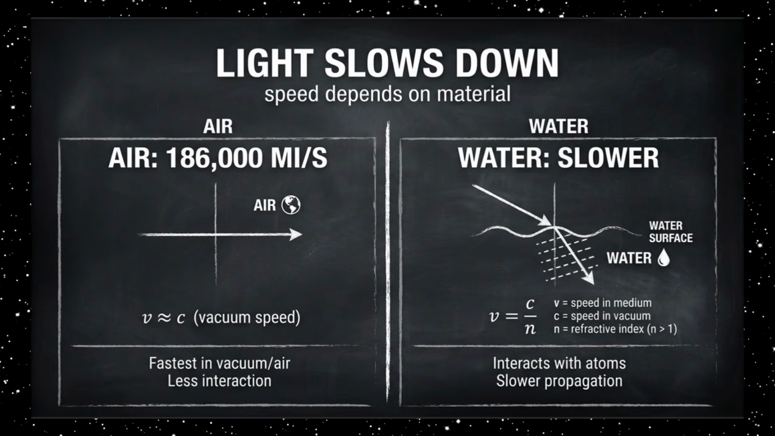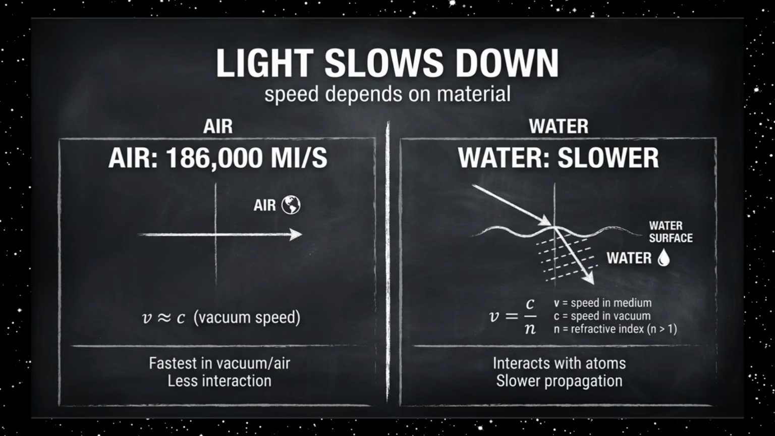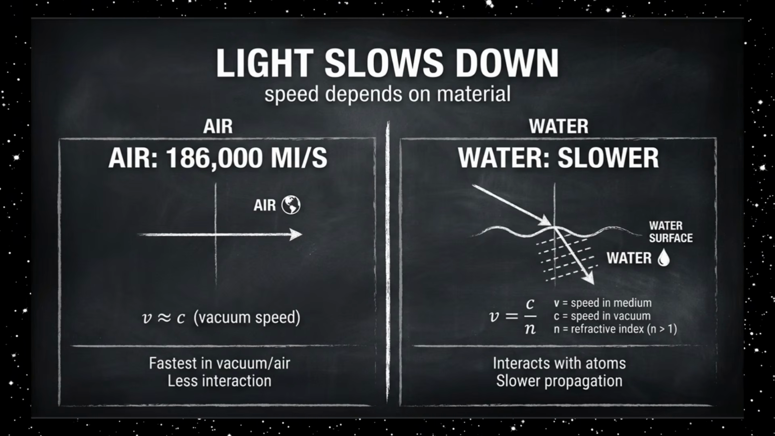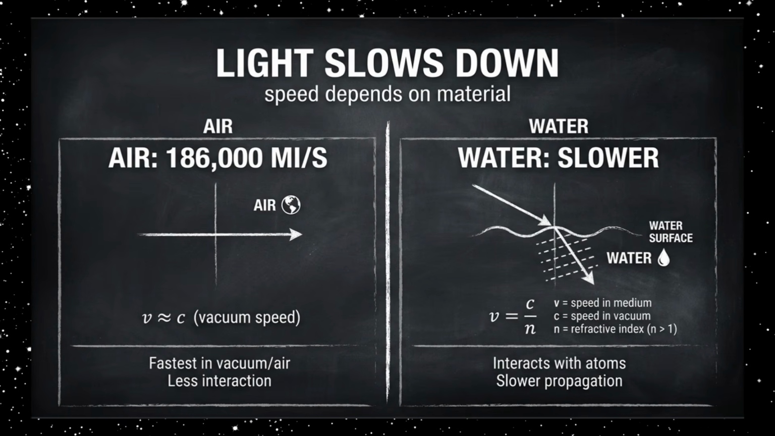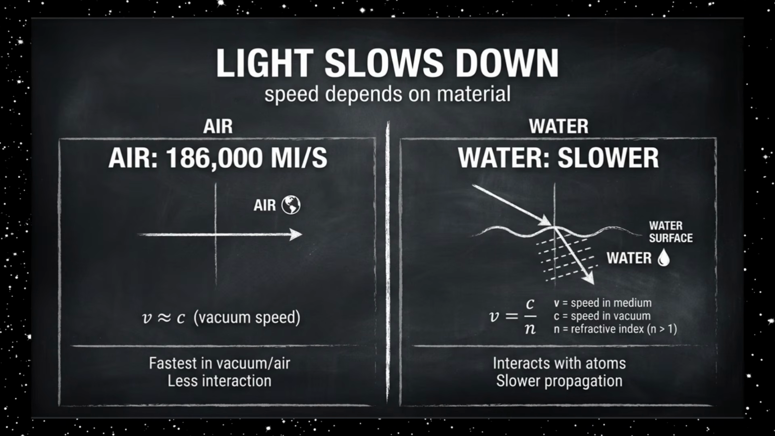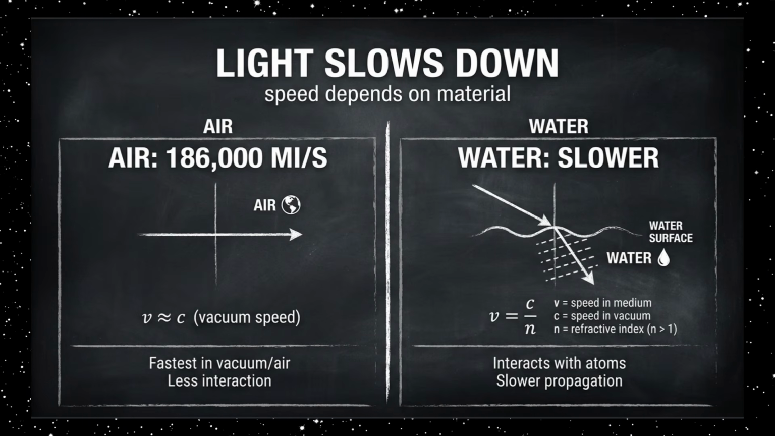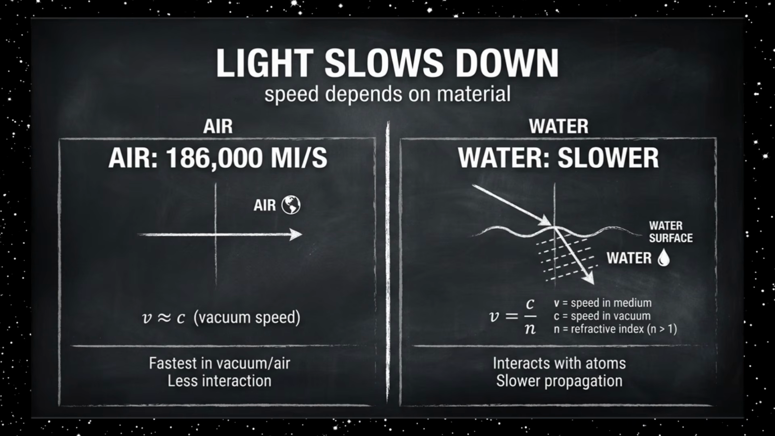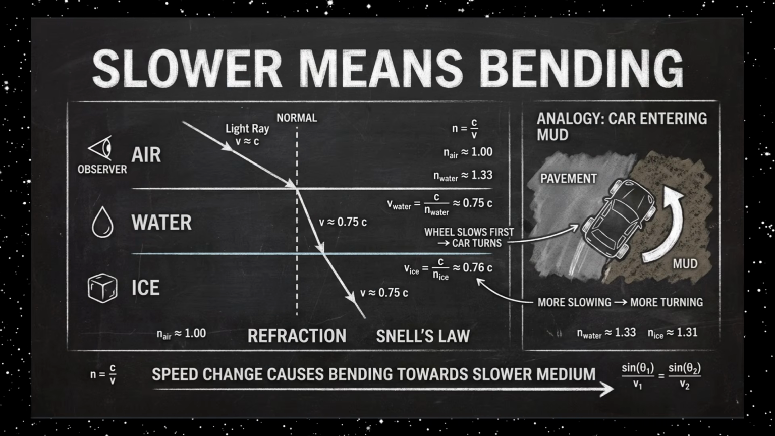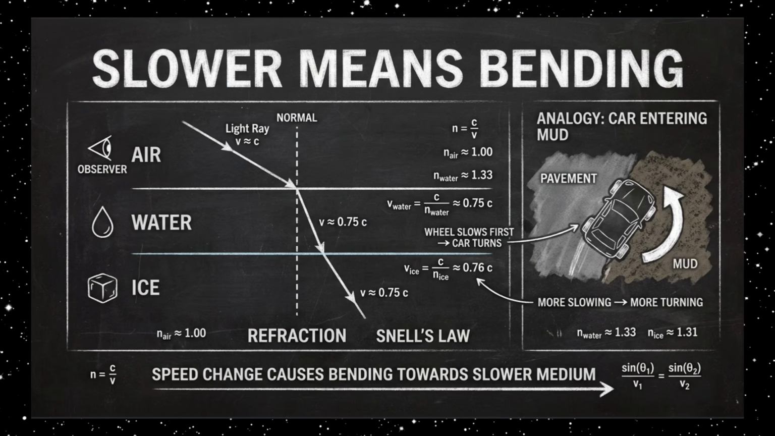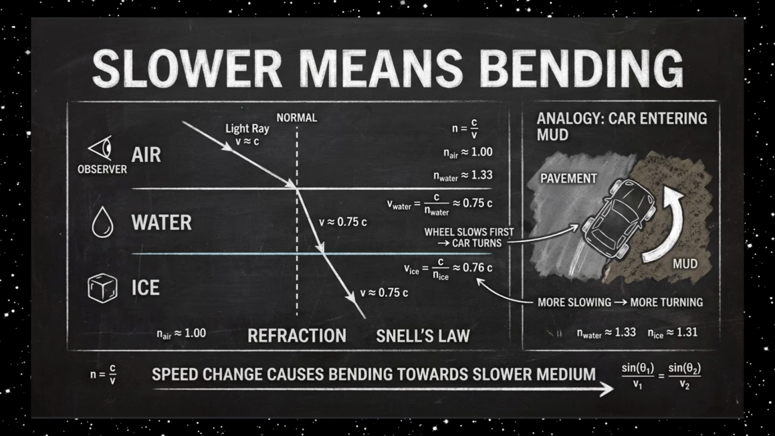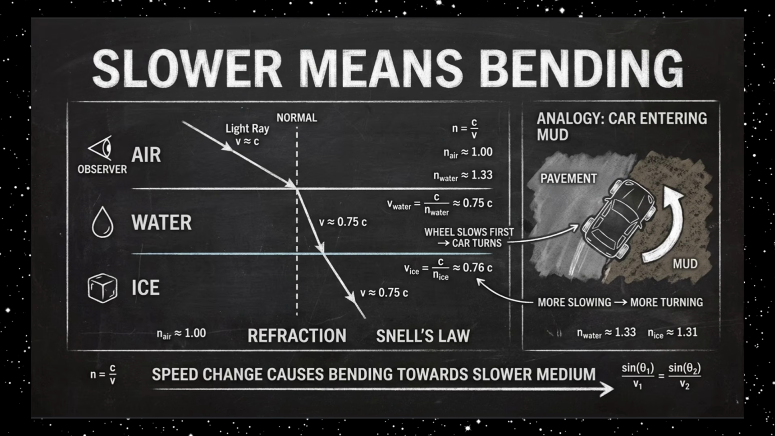What is happening is that light travels at different speeds in different materials. In empty air, light goes at its top speed, the famous 186,000 miles per second. But the moment it hits water, it slows down. In water, light only goes about 3/4 as fast. In ice, almost the same. About 3/4 the speed of empty space.